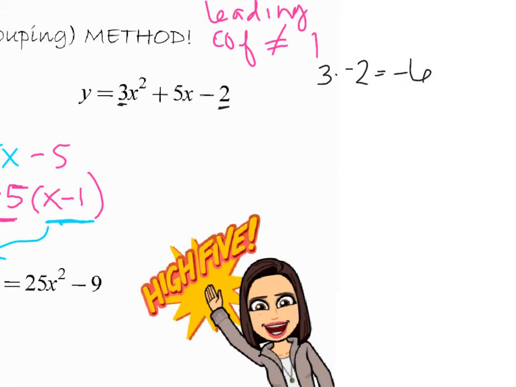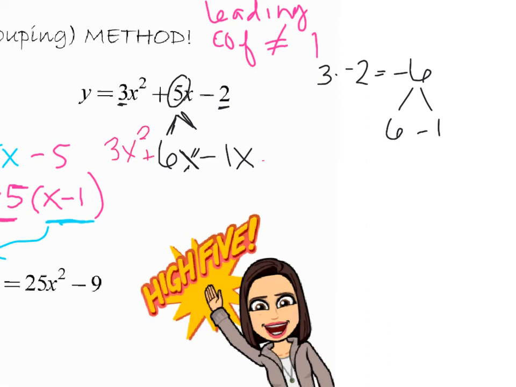And I need factors of negative 6 that add to positive 5, because this is B here, positive 5. So I'm going to say plus 6 and minus 1. Now I'm going to only rewrite part B as 6x minus 1x. That's all I'm going to do, is rewrite it. And then these others are going to come back down: 3x squared, and there was a plus there, and there was a minus 2 here.